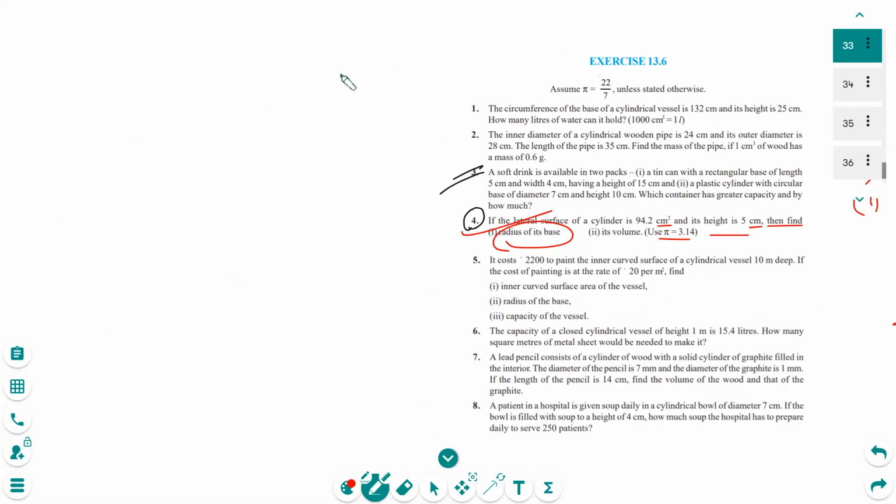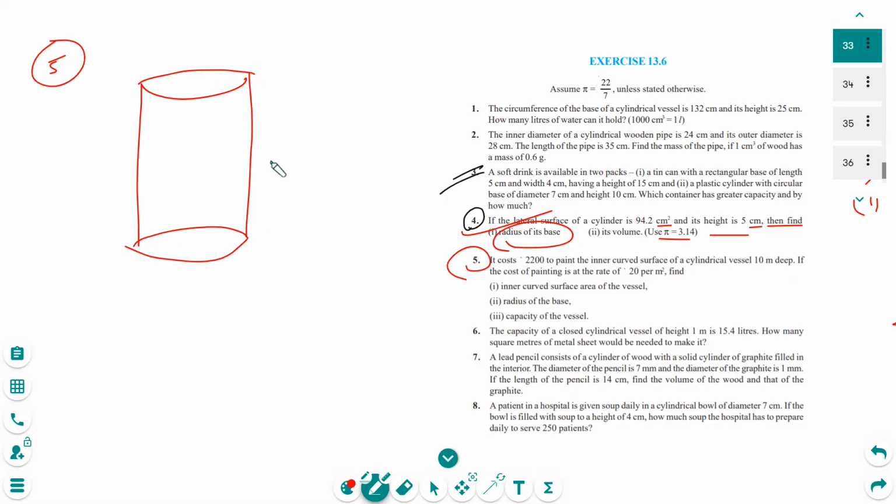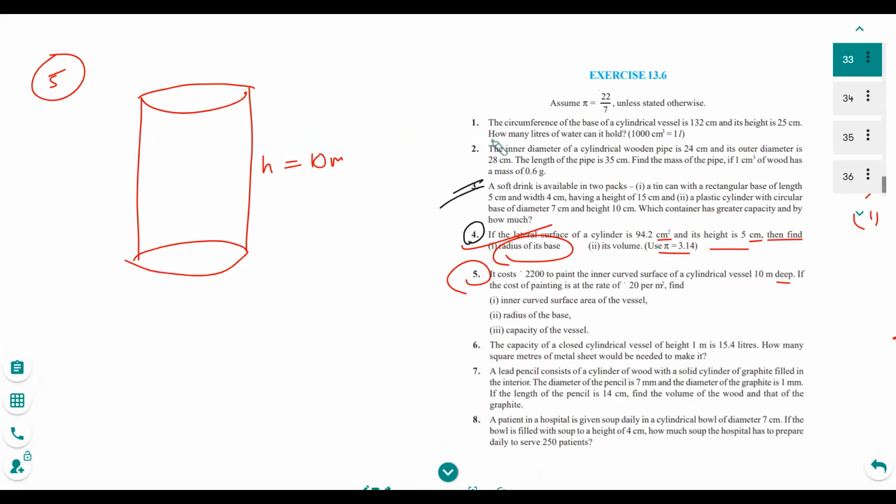Some of you are. So let's move further to question number 5. It costs 2200 to paint the inner curved surface area of a cylindrical vessel 10 meter deep. What do you mean by deep? Student says gahra. Deep means height. Don't tell me the Hindi, I know it. I told you deep means height. You didn't hear, and you came late to class today.